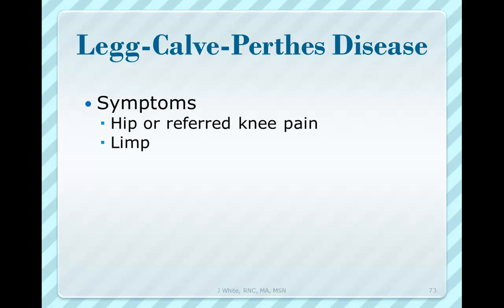Symptoms are hip and referred knee pain. One of the problems is that the pain from hip is also often referred to the knee. So the parents bring the child in for knee pain. If the doctor's not aware of Legg-Calvé-Perthes disease, maybe he x-rays the knee, there's nothing wrong with the knee, oh, it's growing pains. Obviously it's not, and so we have to be very careful with it. The other thing is the child may have a limp.